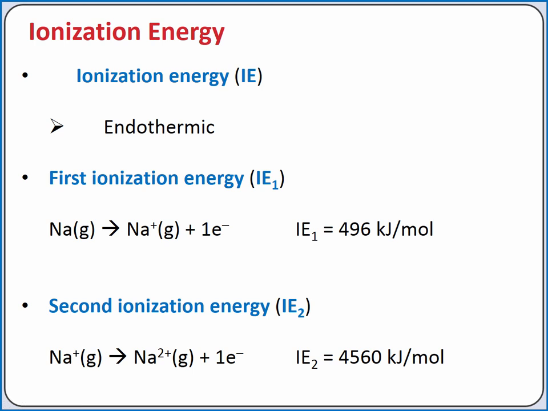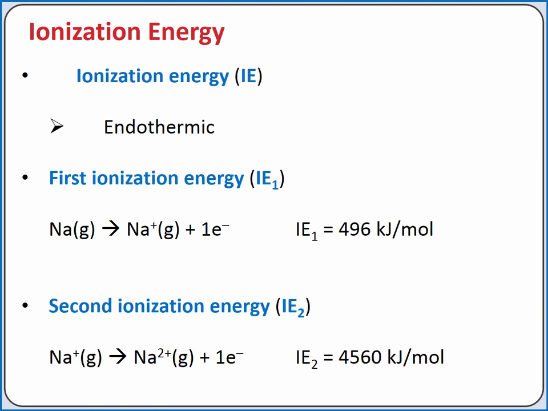Ionization energy is the amount of energy required to remove an electron from a gaseous atom or ion. Ionization energies are endothermic because it requires energy to remove an electron. The first ionization energy is the amount of energy required to remove the first electron from a neutral gaseous atom.